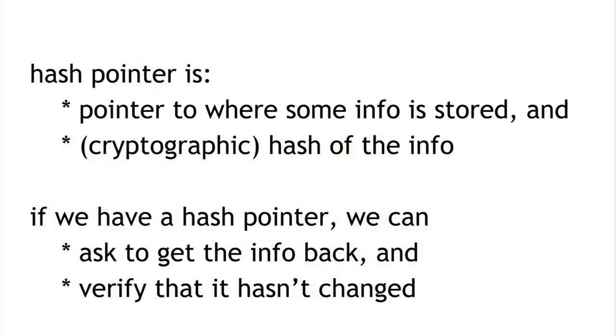A hash pointer is a kind of data structure that turns out to be used a lot in the systems that we're talking about. A hash pointer is basically a simple thing: we take a pointer to where some information is stored, and together with that pointer, we store a cryptographic hash of the information. Whereas a regular pointer gives you a way to retrieve the information, a hash pointer lets us ask to get the information back, and it's also going to let us verify that the information hasn't changed. So a hash pointer tells us where something is and what its value was.